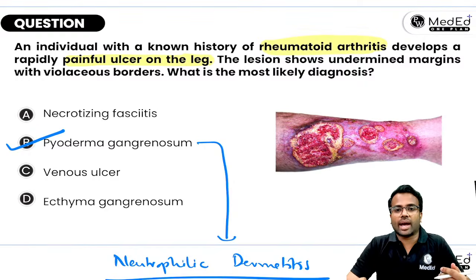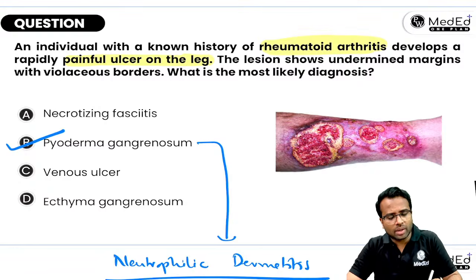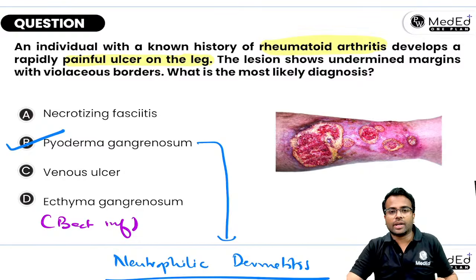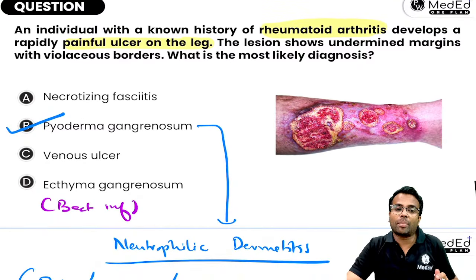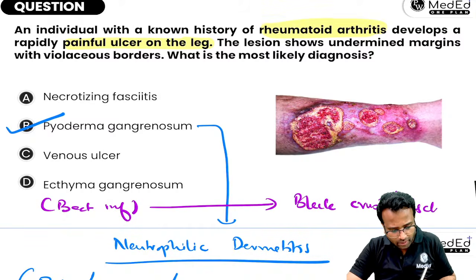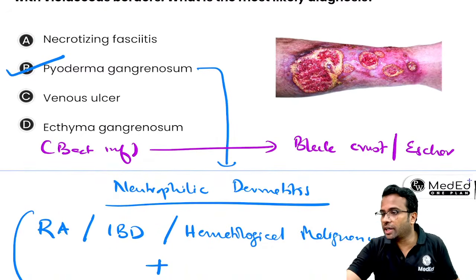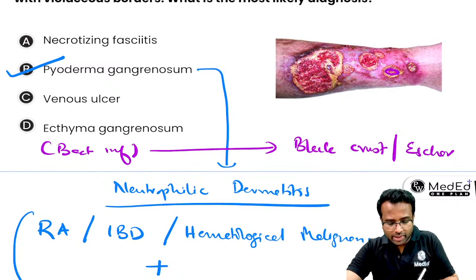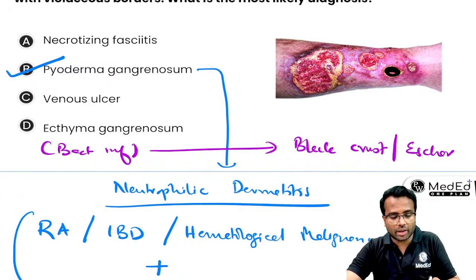And ecthyma gangrenosum. What is ecthyma gangrenosum? Ecthyma gangrenosum is a bacterial infection, isn't it? Especially caused by pseudomonas. Here, what would happen? You may see a black colored crust, what we call an eschar. So all these things are not seen here, because if you could see a black colored crust and all, the answer should have become ecthyma gangrenosum.